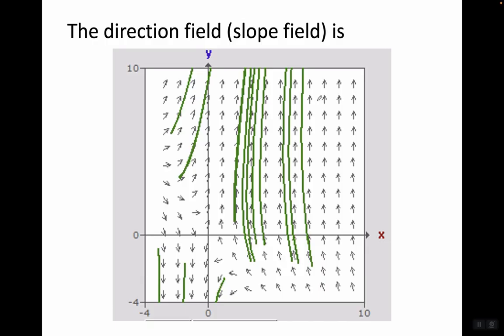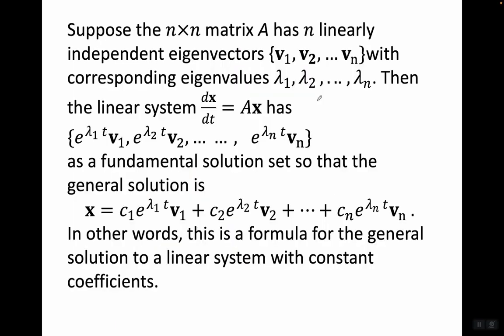So again, these are what the general solutions to the system are going to look like. But we wanted to find a solution algebraically, not just some graph. So here's how we do that. Suppose the n by n matrix A has n linearly independent eigenvectors, v1, v2, through v sub n, with corresponding eigenvalues, lambda 1, lambda 2, through lambda sub n.